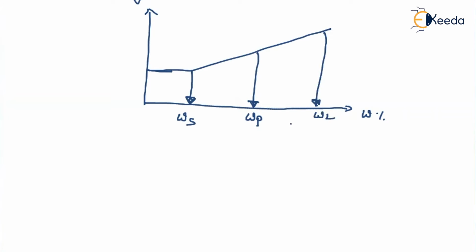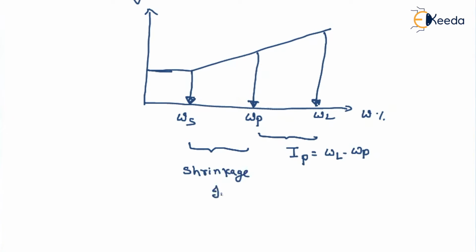As we have already seen, in this range your soil will behave with a plastic nature. So in this portion we'll call it IP. It is nothing but liquid limit minus plastic limit. And in this portion, we will call it the shrinkage index, normally represented by I subscript S. It is a subtraction of plastic limit minus shrinkage limit.